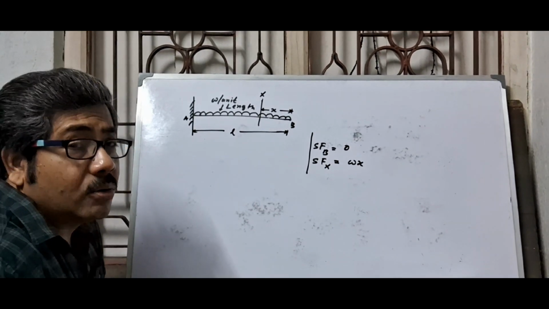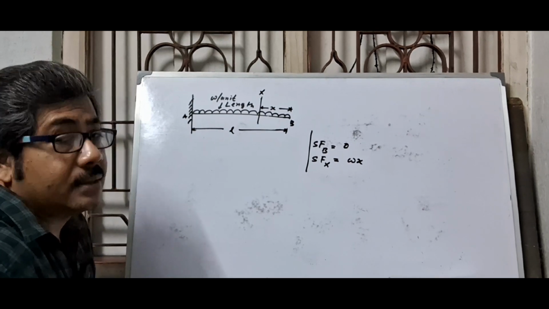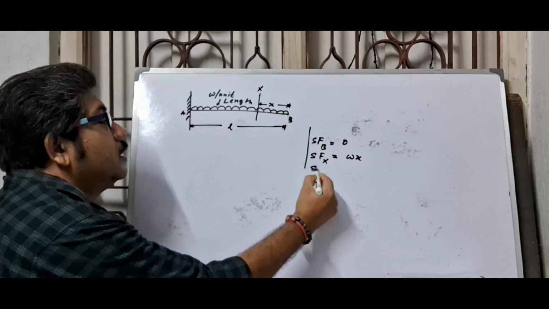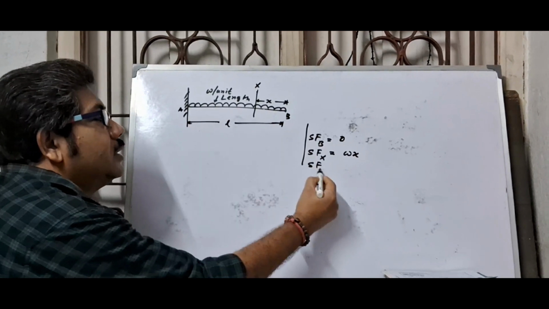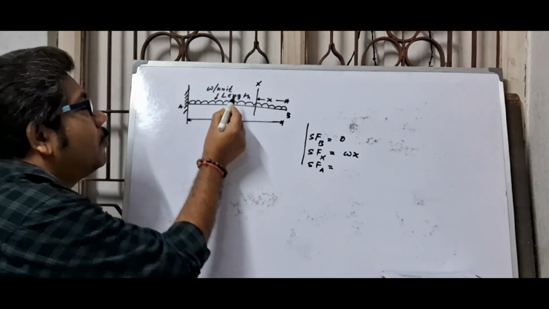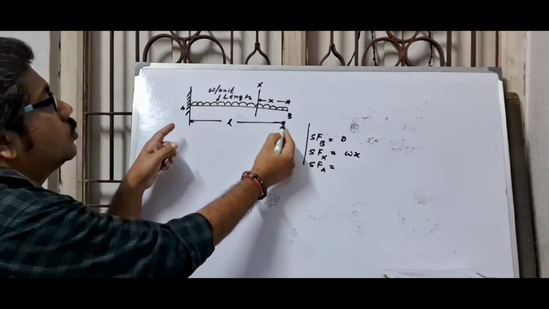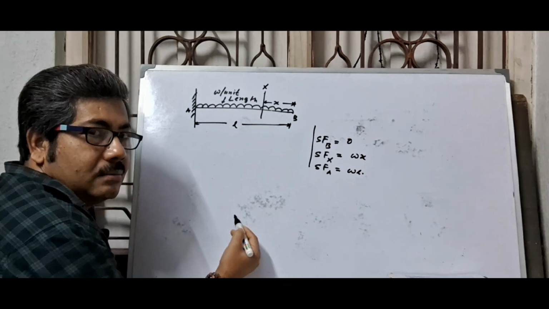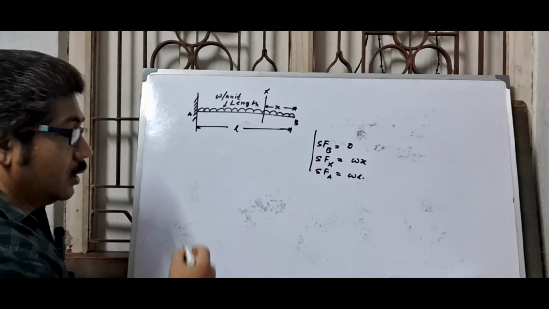And the sign convention for shear force for a cantilever beam is always positive. Now shear force at point A: per unit length omega, so for L length it is omega L.